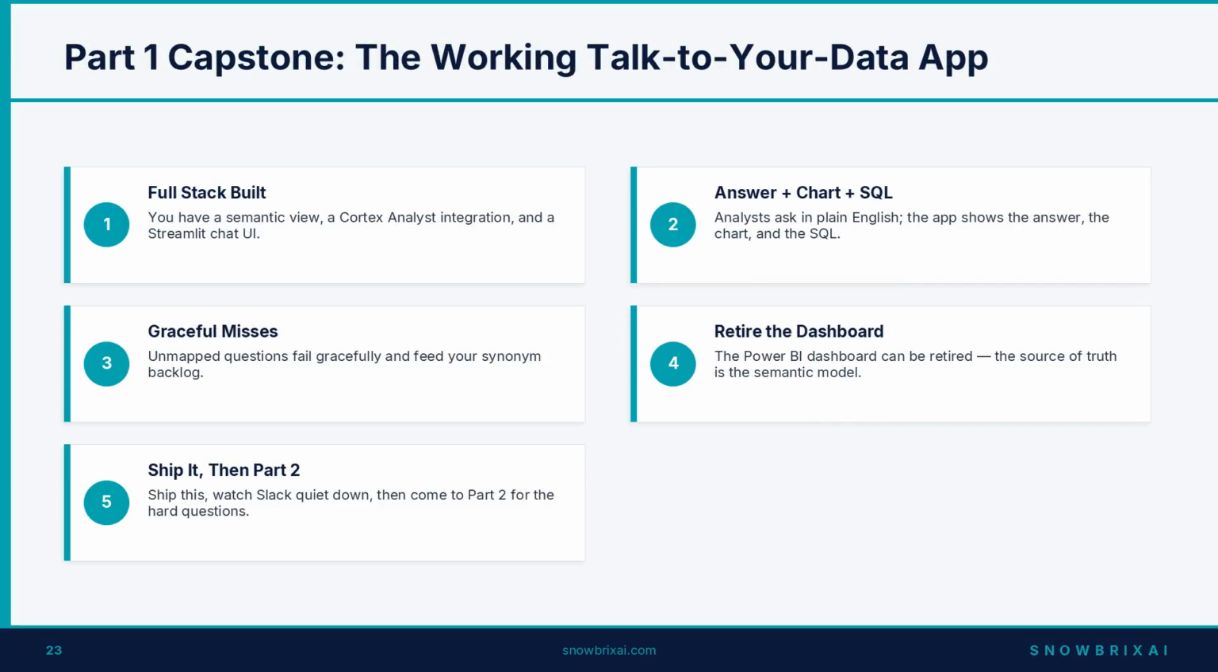Step back. This is the part 1 capstone, the working app. You have the full stack: a semantic view, a Cortex Analyst integration, and a Streamlit chat interface. Analysts ask in plain English and the app shows the answer, the chart and the SQL. Unmapped questions fail gracefully and feed your synonym backlog. The Power BI dashboard nobody trusted can be retired. The source of truth is now the semantic model. Ship this, watch the Slack channel quiet down, then come back for part 2 and the hard questions.